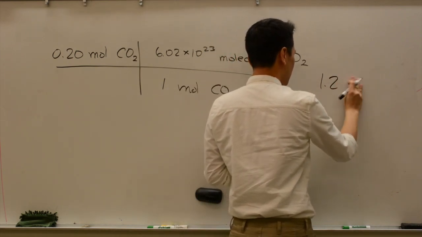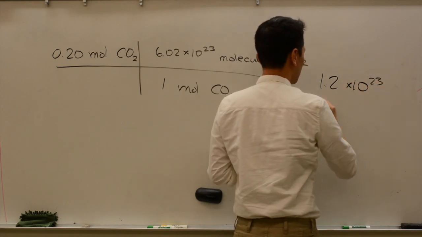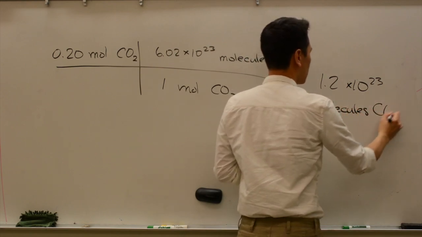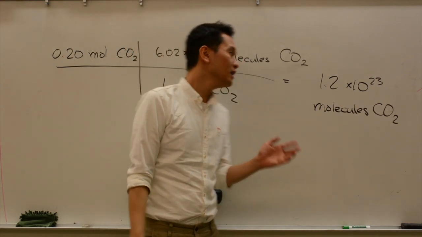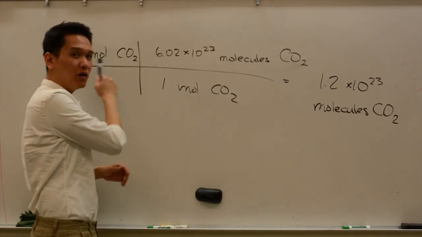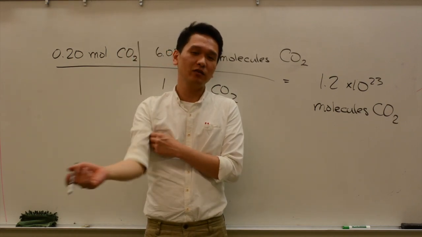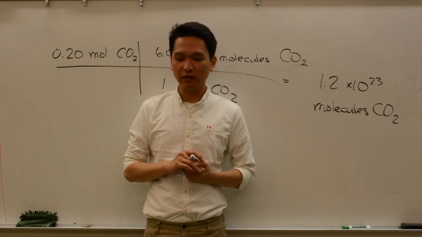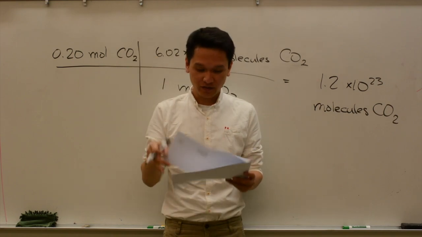1.2 times 10 to the 23rd molecules of carbon dioxide. It makes sense that it's the same number, right? Because we're just talking about 0.2 moles of that same thing. So the number is the same as the 0.20 moles of sulfur that we just did. So think about that to see if it actually makes sense for you.